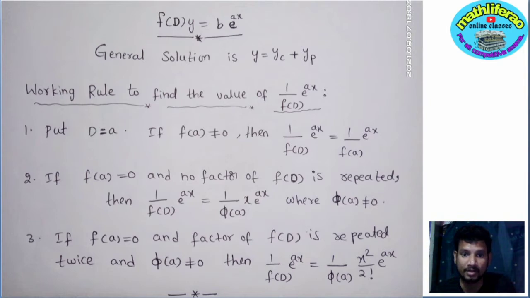Now what is the working rule to find the 1 by f of D into e power ax? అంటే here మనకి here equation f of D into y equal to b into e to the power ax అంటే Q of x. సో దీనికి ఇక్కడ జనరల్ సొల్యూషన్ ఏమొస్తుందంటే y equal to yc plus yp. yc means complementary function, yp means particular integral. ఆల్రెడీ మనం కాంప్లిమెంటరీ ఫంక్షన్ గురించి లాస్ట్ క్లాస్లో డిస్కషన్ చేసాం. నా ఇక్కడ పర్టికులర్ ఇంటిగ్రల్ గురించి నేర్చుకుందాం.